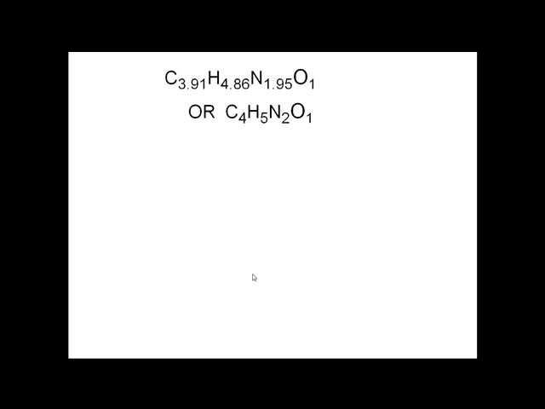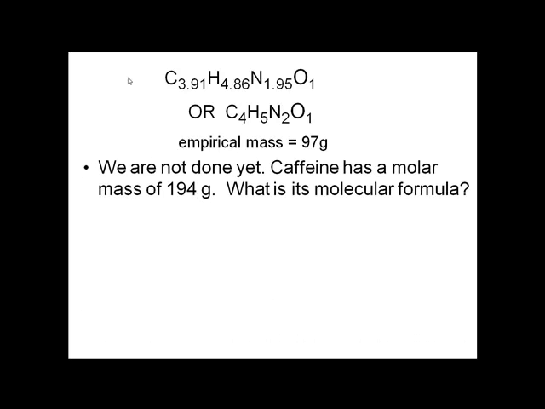So that is the empirical formula, but we're not done. We were asked to find the molecular formula. So what we're going to do is calculate the mass of the empirical formula. All we did here was calculate how much 4 C's weighed, 5 H's, 2 N's, and 1 O. Just find the molar mass of the empirical formula. We're not done. It told us that the molar mass was 194 grams.